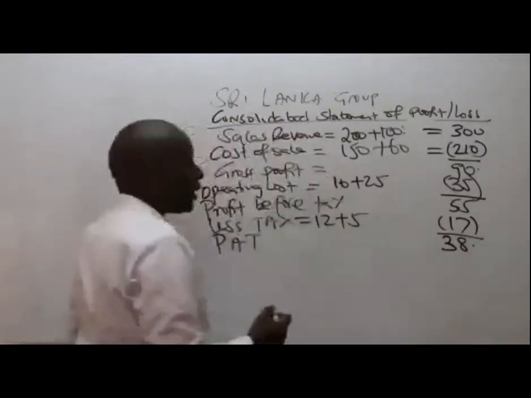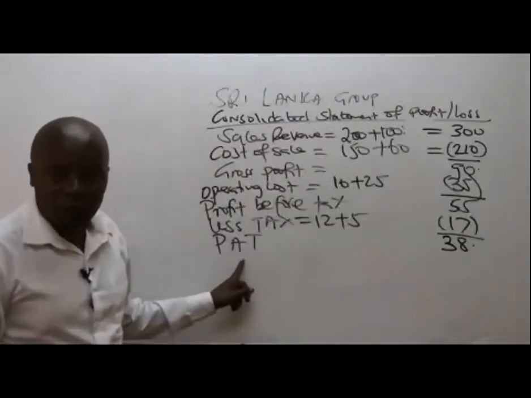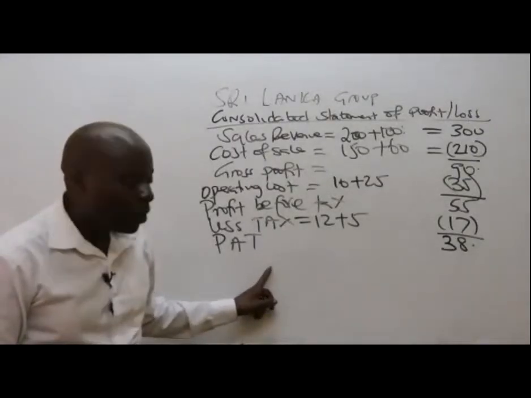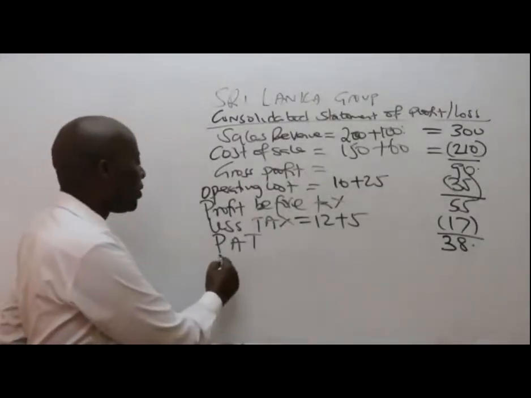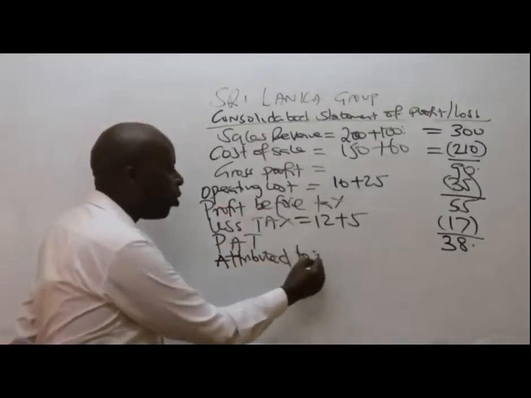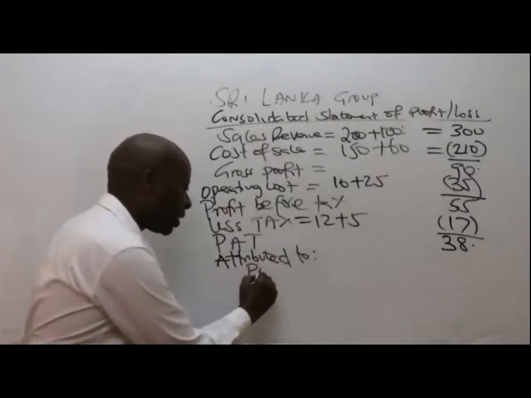So this profit after tax of 38, we need to share this out. We'll say attributed to the owners, of which we have 2 owners of this group.